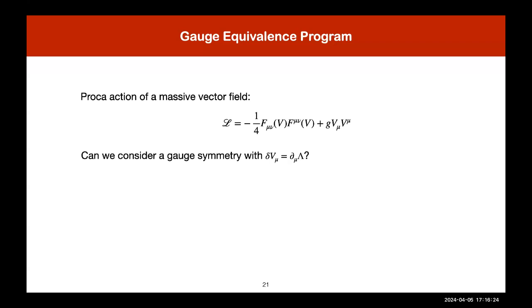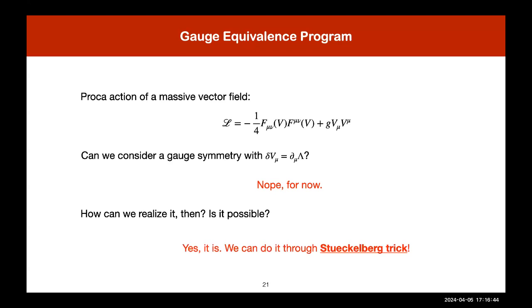So I will talk about the gauge equivalence problem. So what is this? Let's start with the projection of a massive vector field. This is the usual Maxwell term, and then there's a mass term here of the vector particle. Then we may ask, can we have some gauge symmetry with this type? No, for now. Then how can we realize it? Is it possible? Sure. Yeah, we can do it through the so-called Stueckelberg trick. So I'll introduce the Stueckelberg trick.